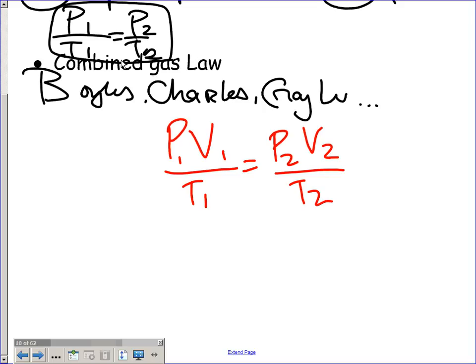You would have to listen closely or read the question closely, because if it did have an amount, it would be a totally different law we haven't even learned yet. This would be at constant moles. Right, good point, Joey.